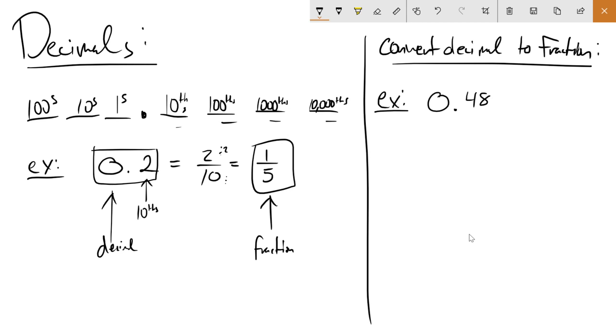So how would you convert? So 0.48 is a little less than half, just under 0.5. How would you convert that into a fraction?